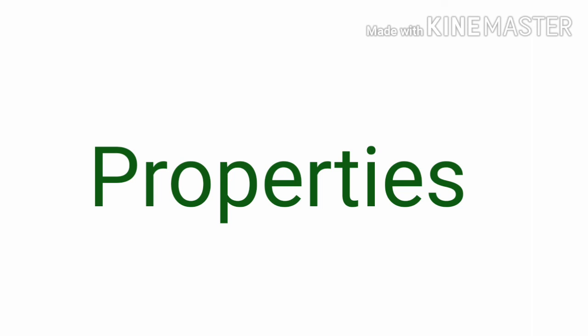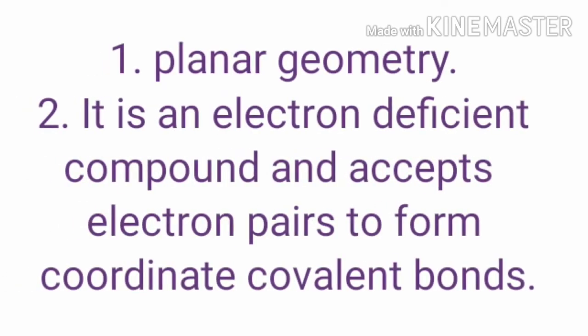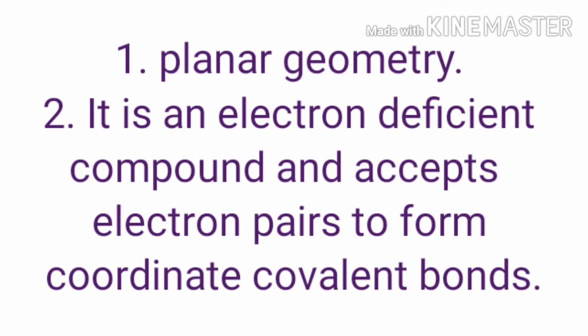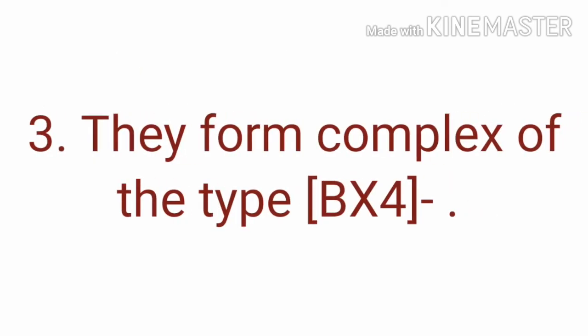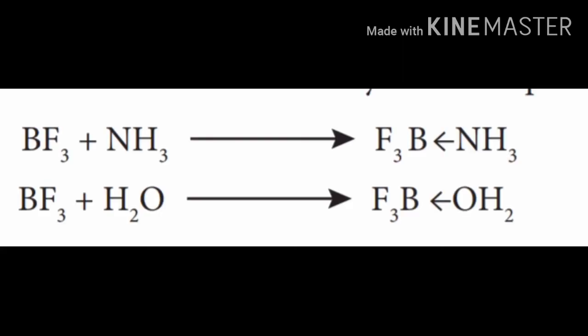Then properties. First properties of this boron trifluoride, it has planar geometry. It is an electron deficient compound and accepts electron pairs to form coordinate covalent bonds. Also, they form a complex of the type BX4 minus. See, this is boron trifluoride. When it's reacting with ammonia, that is NH3, it is forming a coordinate covalent bond. So this arrow represents boron accepting electron from the neighboring compound.